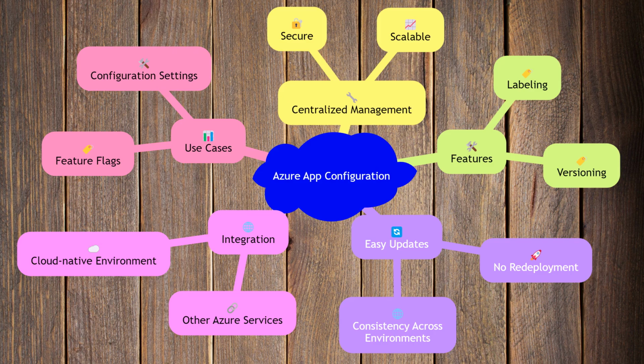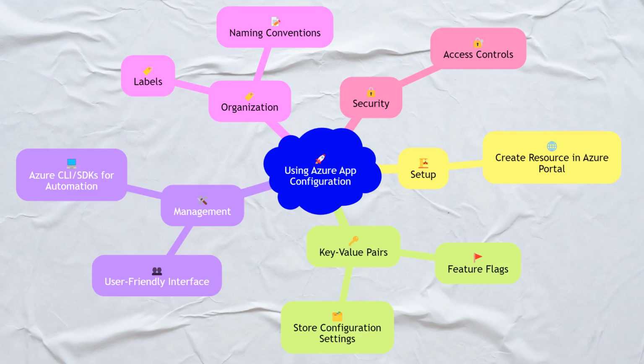The service integrates seamlessly with other Azure services, making it an ideal choice for managing feature flags in a cloud-native environment. It also supports versioning and labeling, which helps in tracking changes and maintaining configuration history. To start using Azure App Configuration, you need to create an app configuration resource in the Azure portal. Once created, you can add key value pairs to store your configuration settings and feature flags.